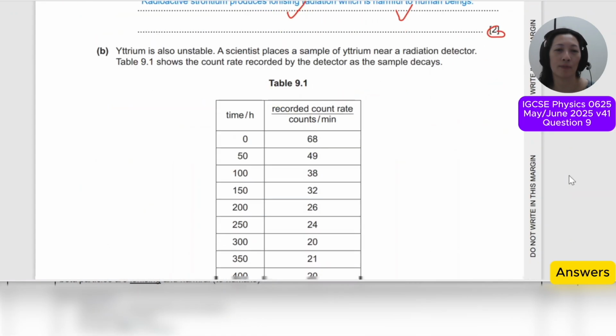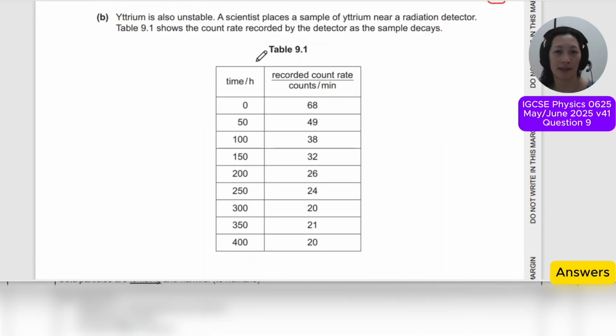Now let's go on to B. Yttrium is also unstable. A scientist places a sample of yttrium near a radiation detector. Table 9.1 shows the count rate recorded by the detector as the sample decays. So you can see in table 9.1, we have the time and the recorded count rate with the units counts per minute.